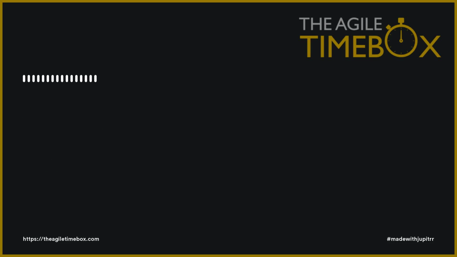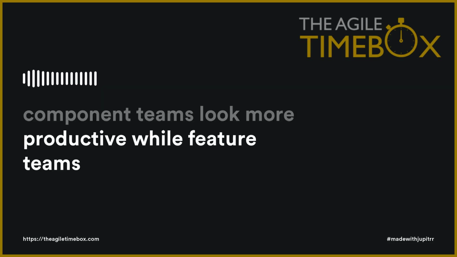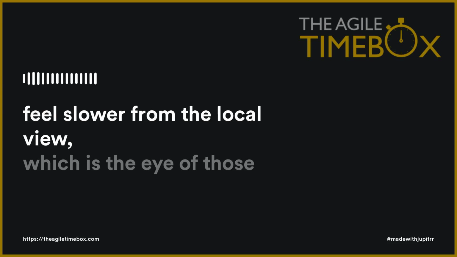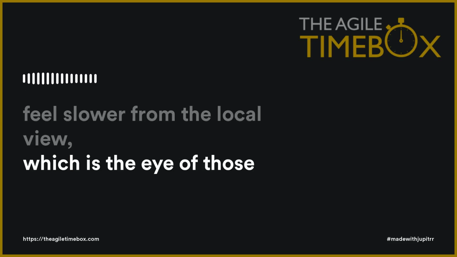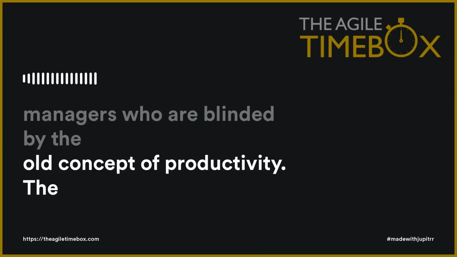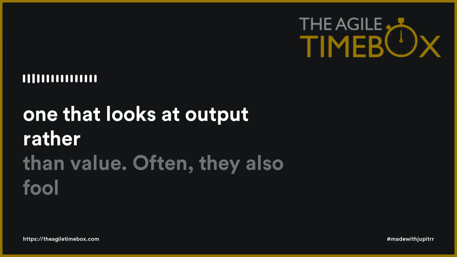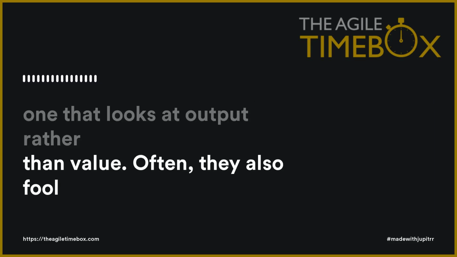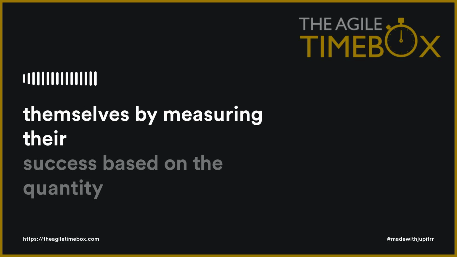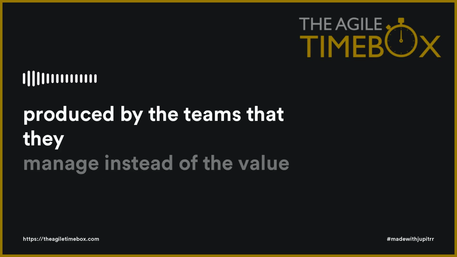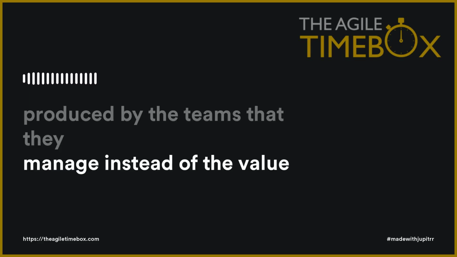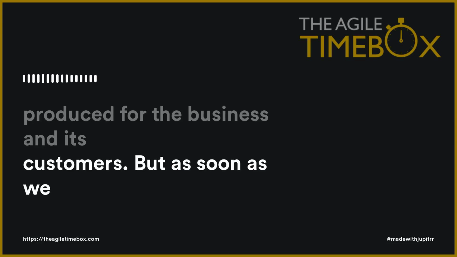That's the key. Component teams look more productive while feature teams feel slower from the local view, which is the eye of those managers who are blinded by the old concept of productivity, the one that looks at output rather than value. Often they also fool themselves by measuring their success based on the quantity produced by the teams that they manage instead of the value produced for the business and its customers.